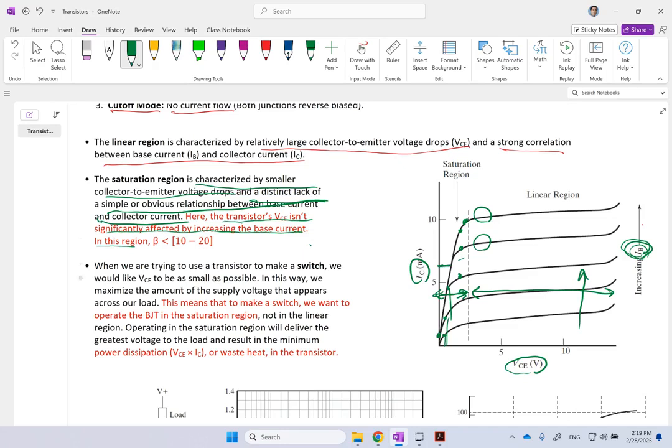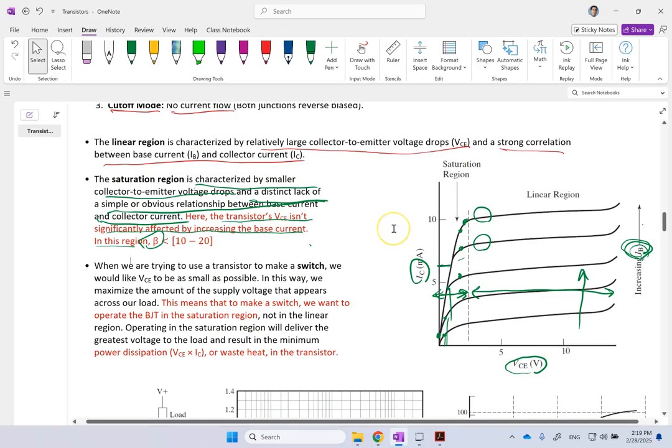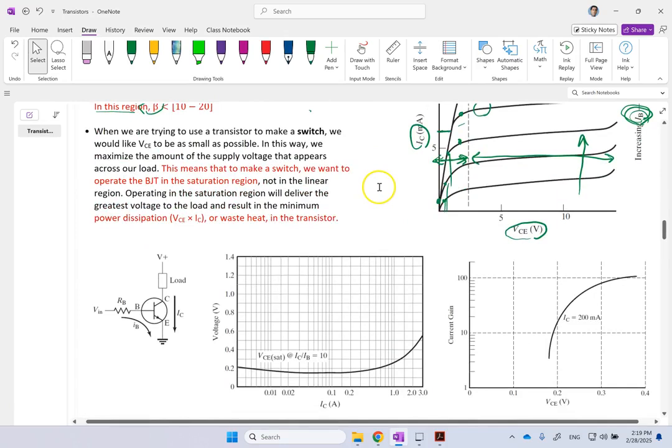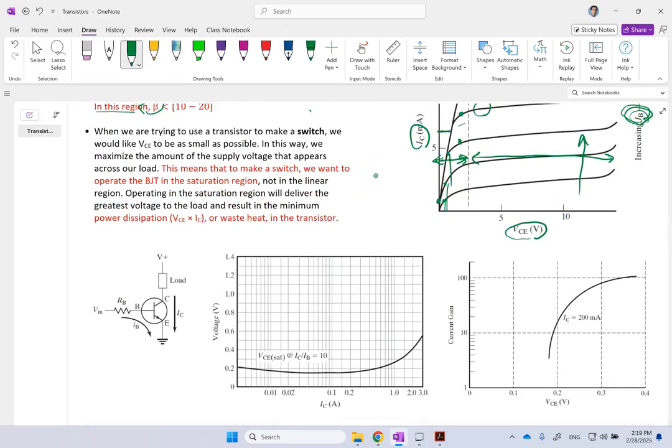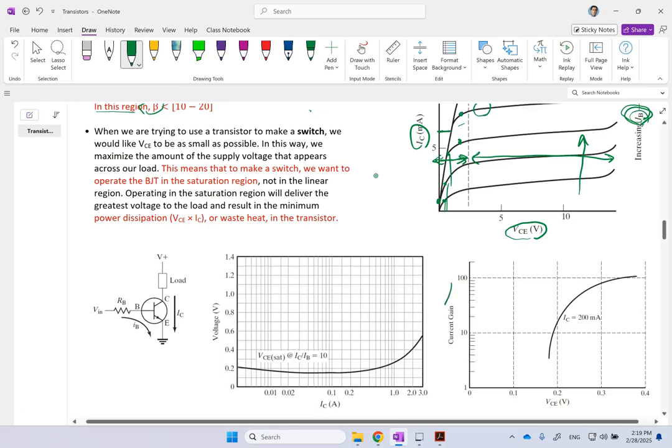Now, what about the beta, that gain, IC over IB? What gain do you get in the linear region? What gain, current gain, do you get in the saturation region? For that, we can look at this other graph. These graphs are available in data sheets of transistors. If you look at this graph, which is beta versus voltage, this is an interesting one.